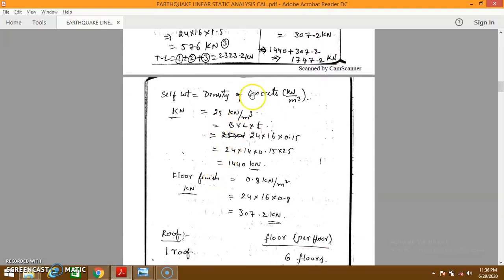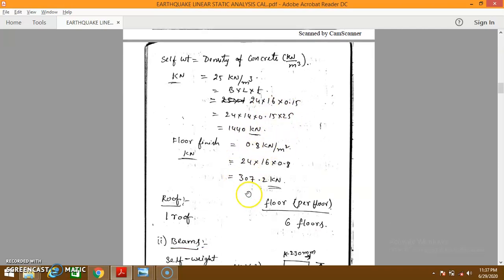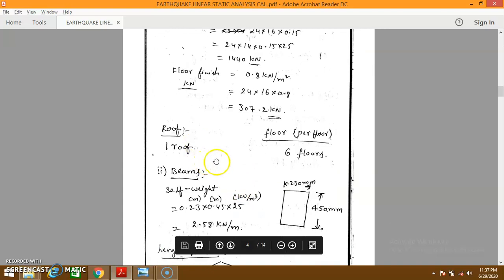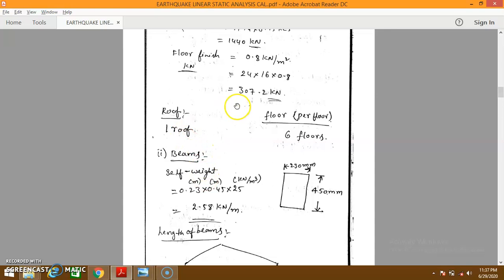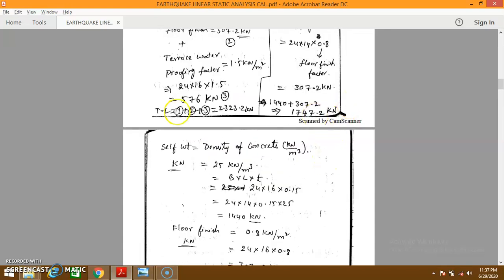Self weight uses the unit weight of concrete, in kilonewton per meter cube. That is not density, that is unit weight, equal to 25 kilonewtons, which we already know for RCC. Next, B into L into T: 24 into 16 into 0.15. Already know this value. Floor finish value is also there. We have 6 floors and 1 roof. Already calculated these two values for the roof and for each floor.